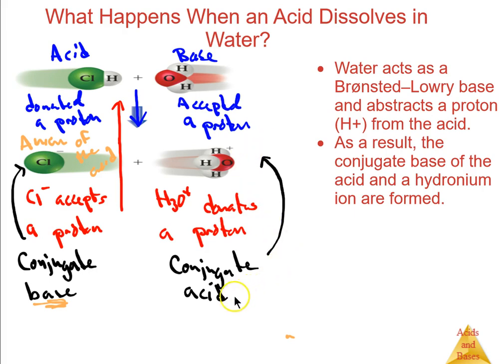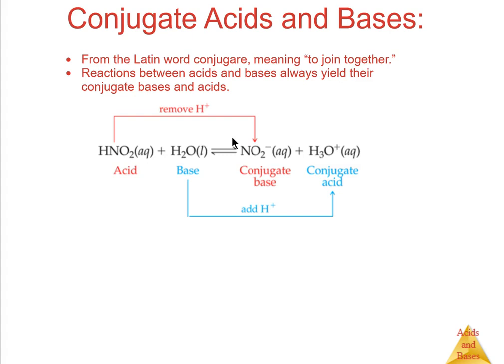And then the conjugate acid always comes from what the base became. And that one's not as easy to remember, but if you can remember one, you'll be fine with the other one. The conjugate acid comes from what the base became. Okay, now the next slide is another example. Conjugate acids and bases come from the Latin word conjugare, meaning to join together. Reactions between acids and bases always yield their conjugate base and acids.